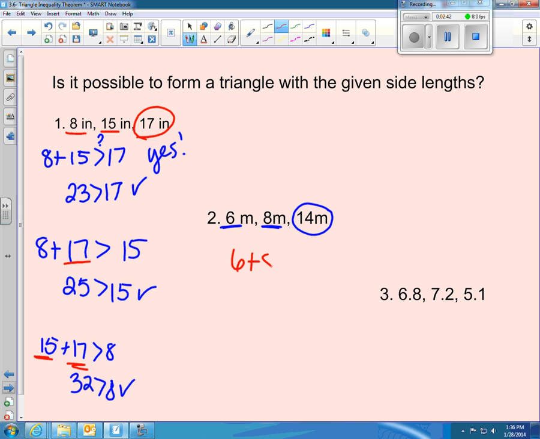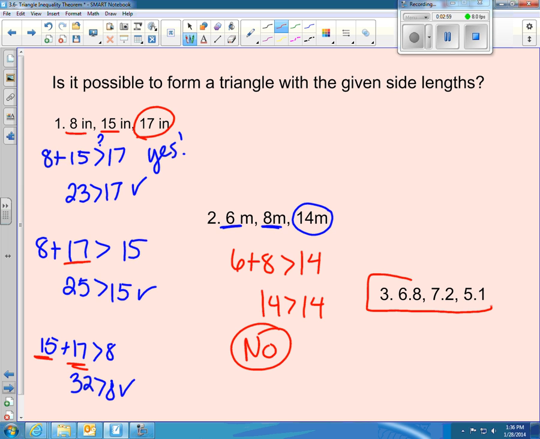So let's see here, 6 plus 8, is that greater than 14? Well, 6 plus 8 is 14. Is 14 greater than 14? No, it's equal to. So we're going to say no, this is not a triangle. All right, I want you guys to try problem 3 on your own. Remember, we're only going to take the two small sides and add them together and see that it's greater than the third side, or my largest side.